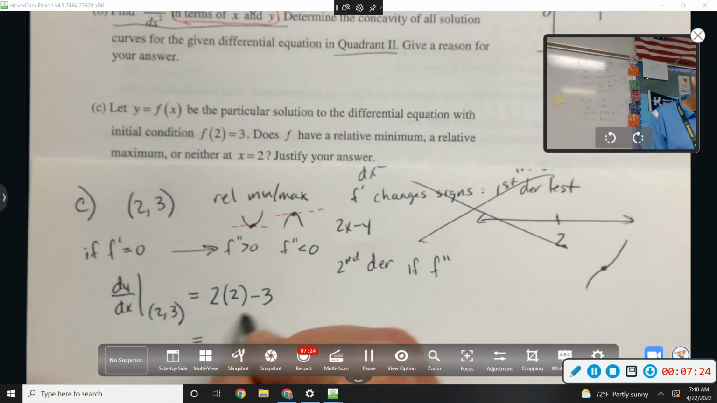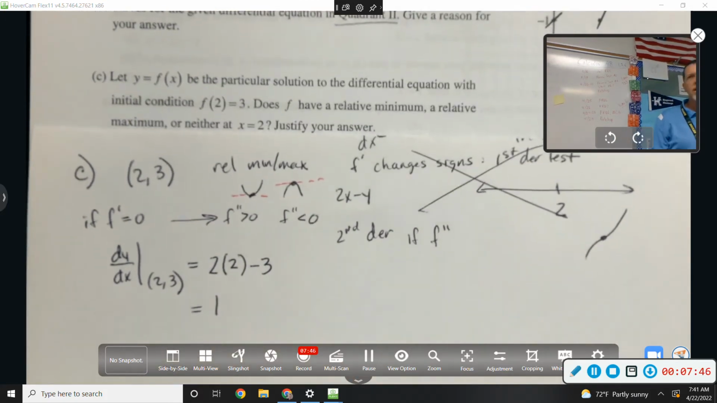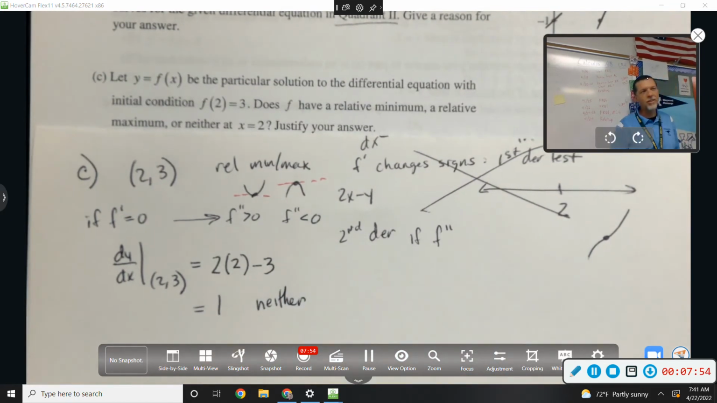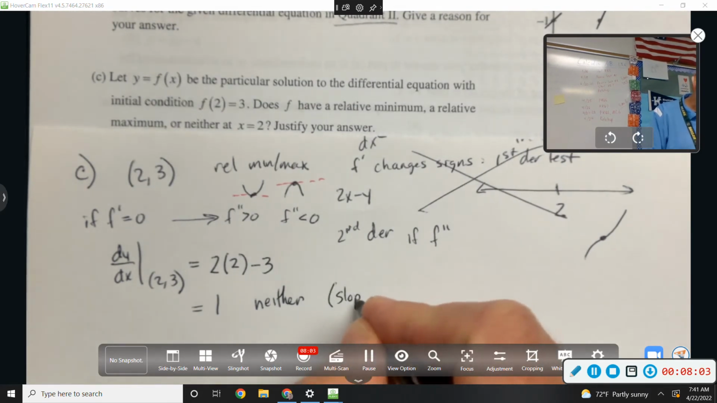The first derivative is 1, which seems a little bit weird, because if the first derivative is 1, what does that mean about relative min, relative max, or neither? Neither. The slope is 1. That's not what I was expecting. I was expecting to get 0 here and then have to figure out if it's down or up. Neither. Slope equals 1.